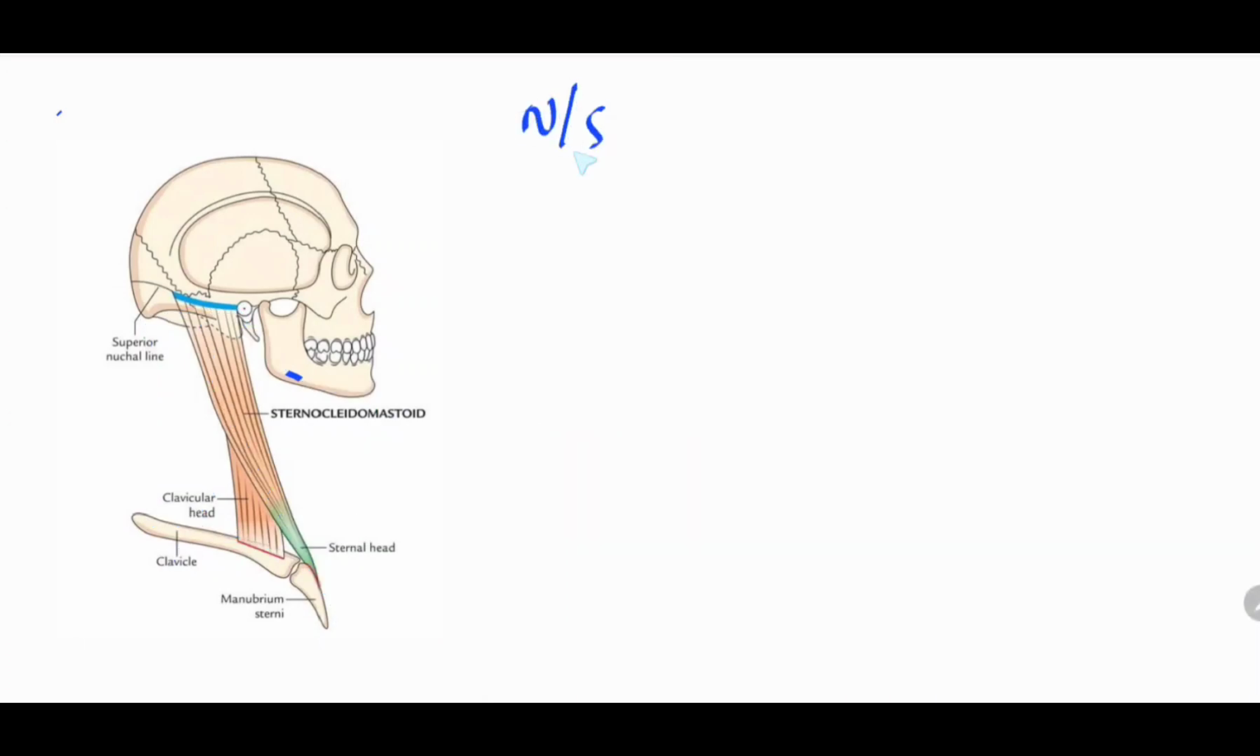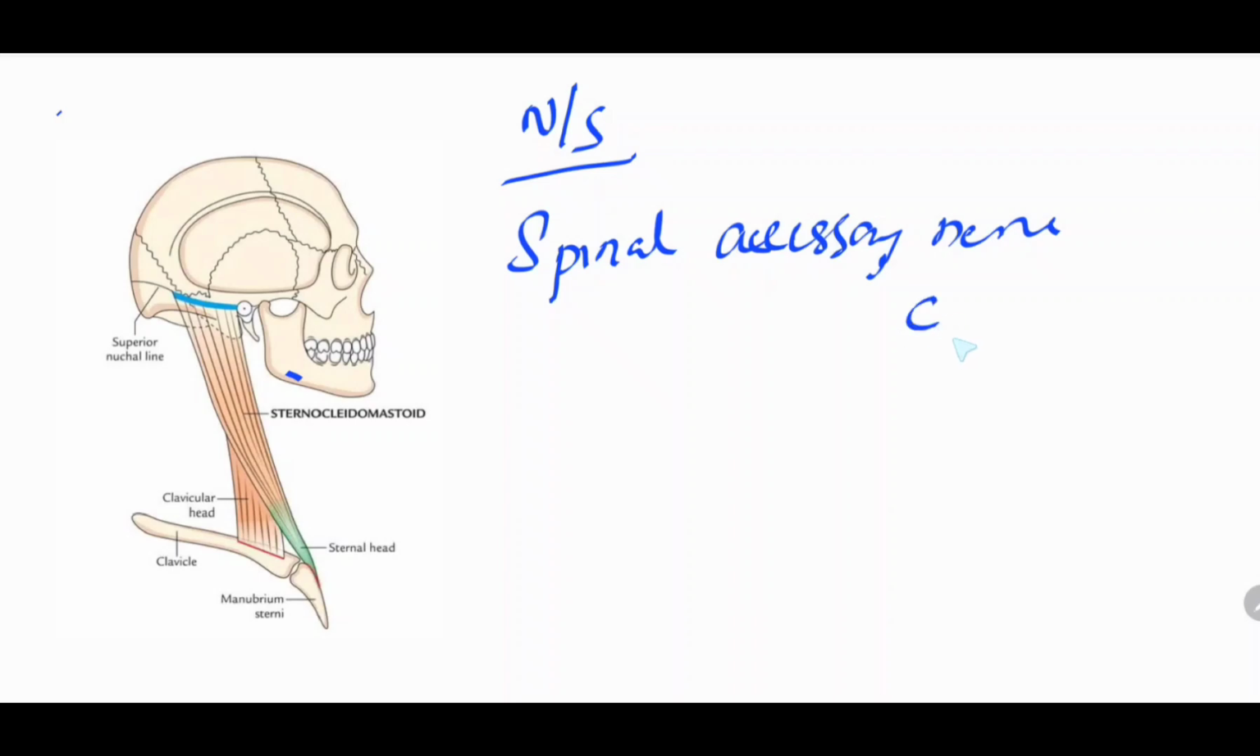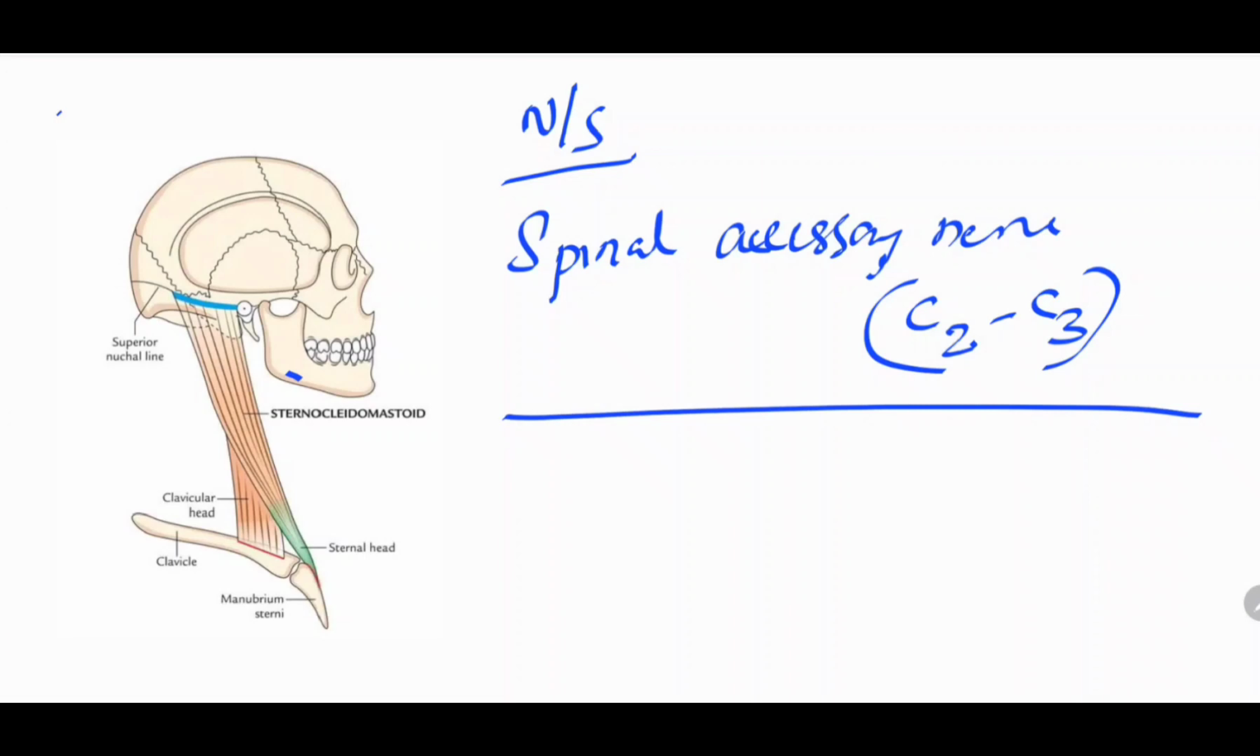Now its nerve supply. It is supplied by the spinal accessory nerve. The root value is C2 and C3. Remember, it is supplied by the spinal accessory nerve, C2, C3.